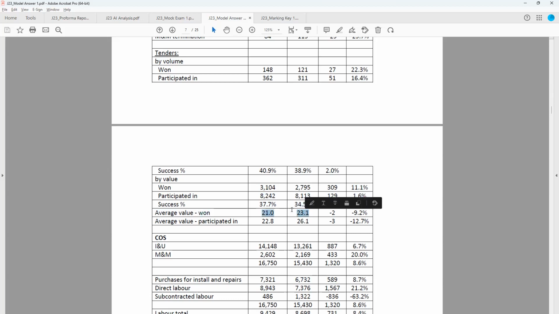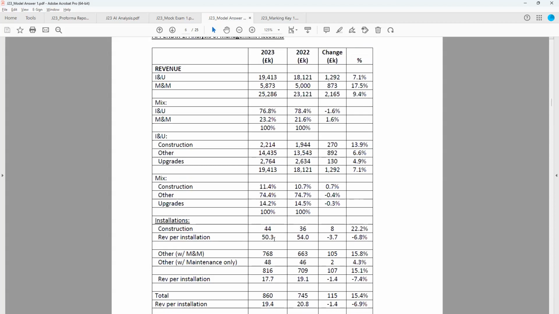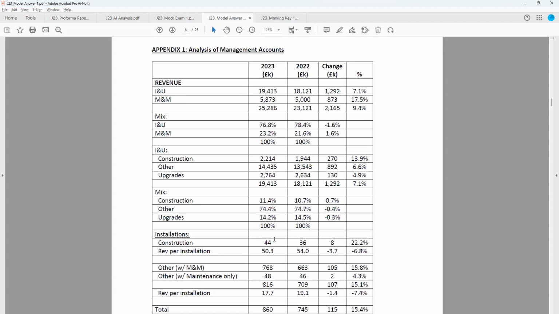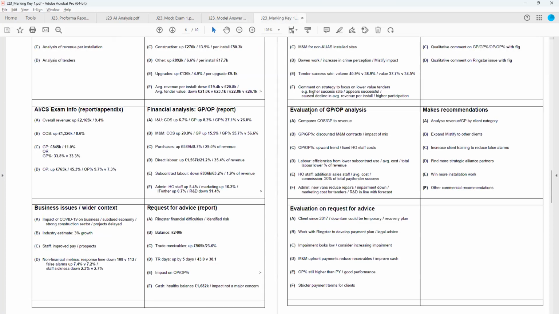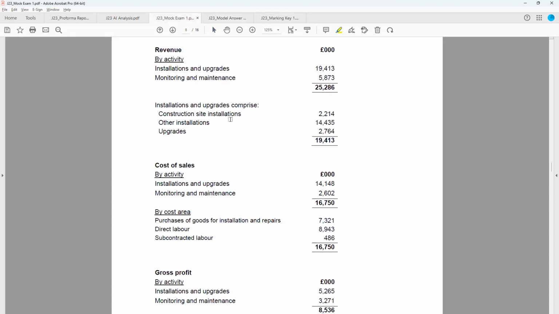And then you can look at the average values. Again, a similar story to the revenue per installation. The average value has actually gone down, even though they've won more, and they've actually participated in lower value tenders as well. That's definitely something that we'd want to comment on. I think that's a good example of a further insight point. That isn't just as easy as saying this number went up by X amount for this reason. That's that further analysis of the numbers, that skill that I think everybody finds quite difficult because it's a higher level skill, that evaluation of the revenue.